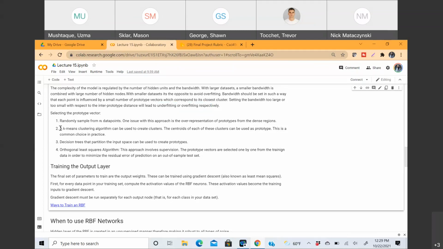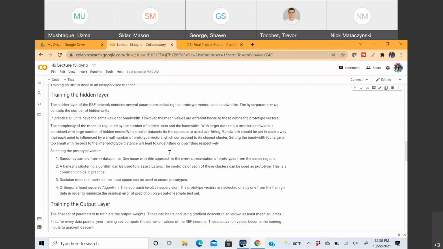One very common way of getting the prototype vectors is the k-means clustering algorithm. Why not? You have the training data, you can come up with those centers, those centroids, and those centroids can be the prototype vectors. And then all you're doing is checking the similarity between your input and your centroids, because that's effectively what you were doing earlier. So that's an important part of training. And usually we use k-means clustering when we are training the hidden layer.